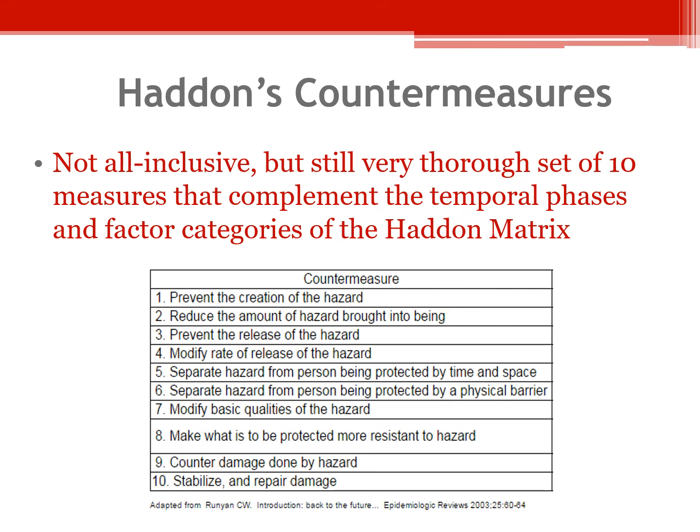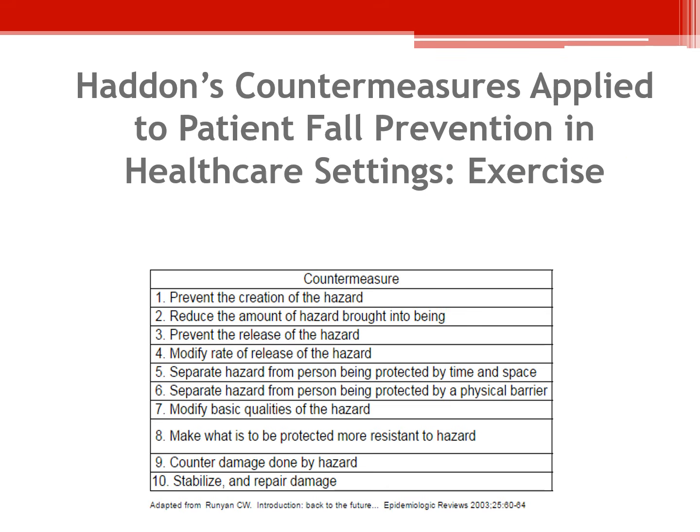Let's go over an example of how to use this. The example in the Runyon article of using the Haddon countermeasures had to do with something that was not an injury prevention topic, or at least not in a traditional sense, reduction of cigarette smoking. But let's now use it in regards to what clearly is an injury prevention topic, preventing falls in healthcare facilities and patient care facilities.